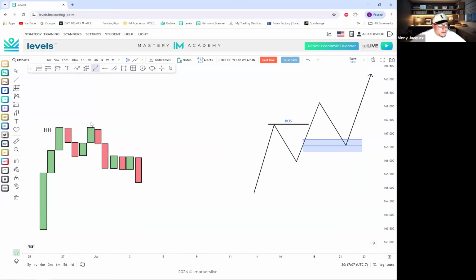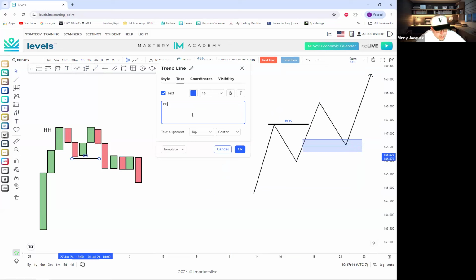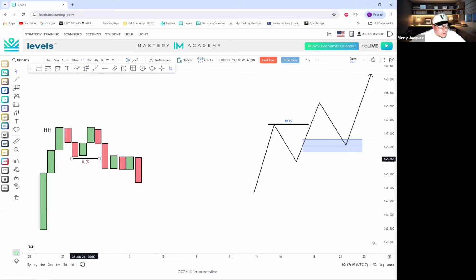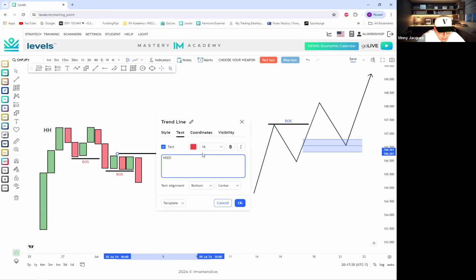So again, guys, let's go ahead. Mark up this structure. Always. We have a break of structure to the downside. BOS. Right? We have a break of structure to the downside. BOS. Now I need my change of character line. Right? Change of character line is right here. Need change of character for buy opportunity. I cannot spell today. For buy opportunity.